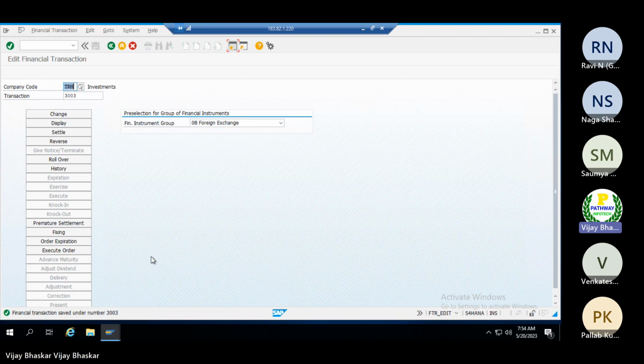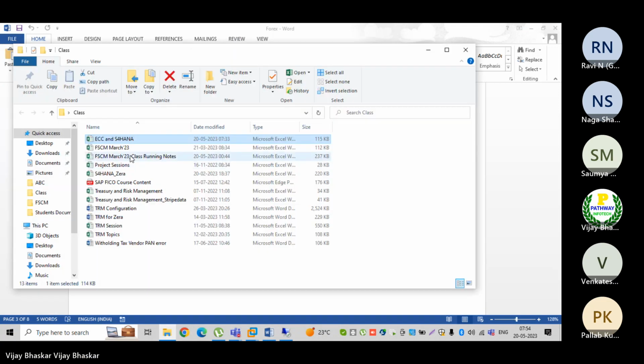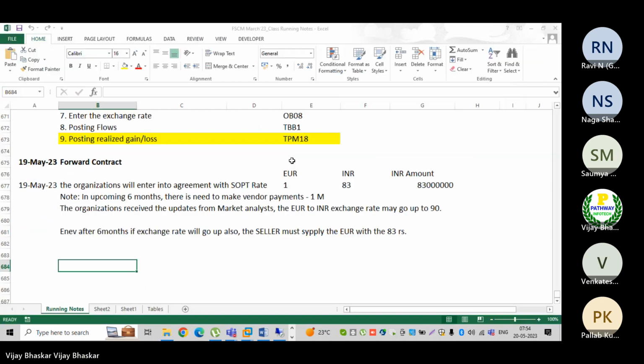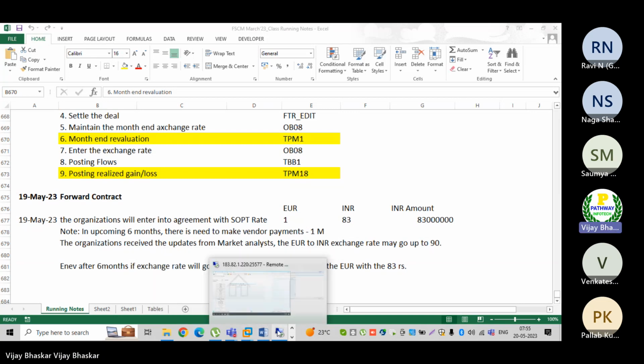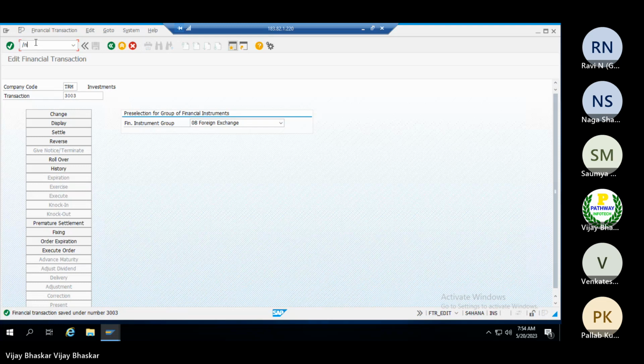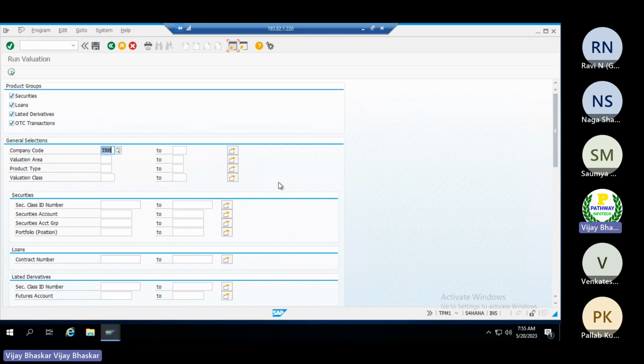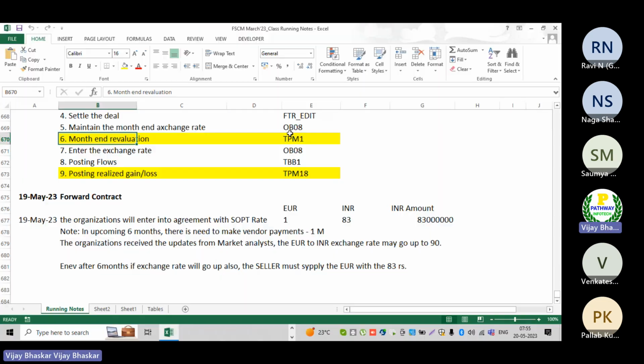Okay, now let us go for the next step. As per our Excel sheet, okay, so the TPM1. Let me go and perform the TPM1. Remember, the exchange rate which we have entered is 80 rupees, but the system rate is 83.5 rupees. Okay, let us go to the Excel.